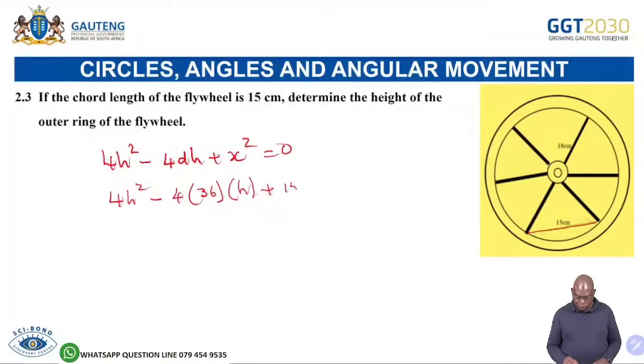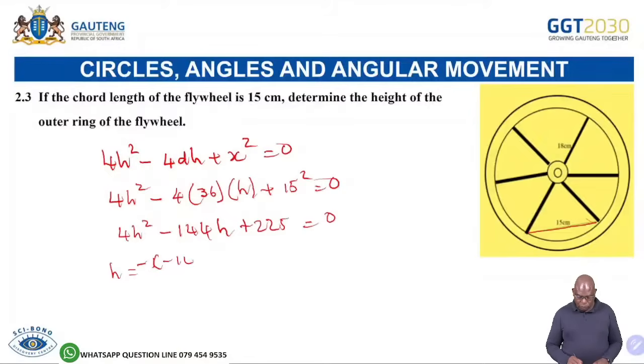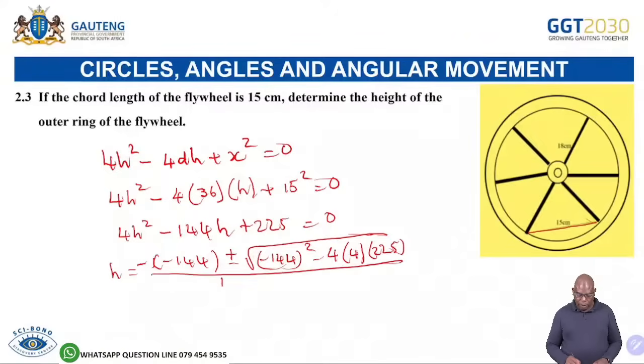So it's 15 squared equals 0. Then I have the formula 4x squared minus 144h plus 225 equals 0. For you to get the h, remember, you must use your quadratic formula. So it will be minus into minus 144 plus or minus the square root of negative 144 squared minus 4 into 225. That is all divided by h.